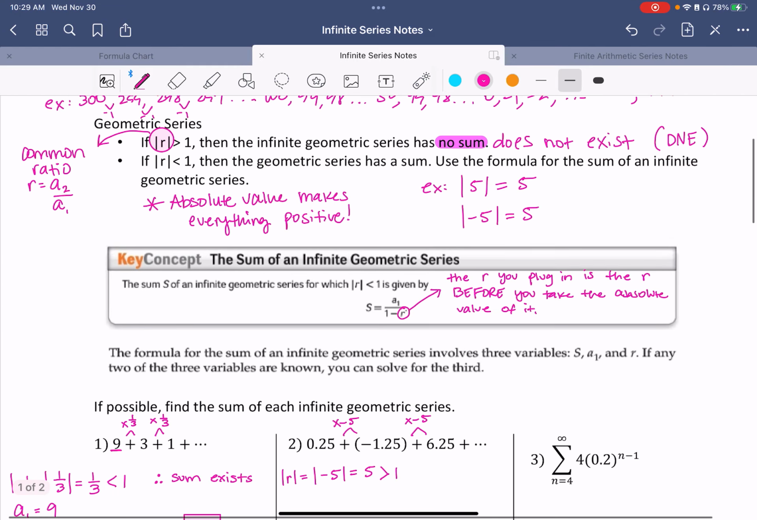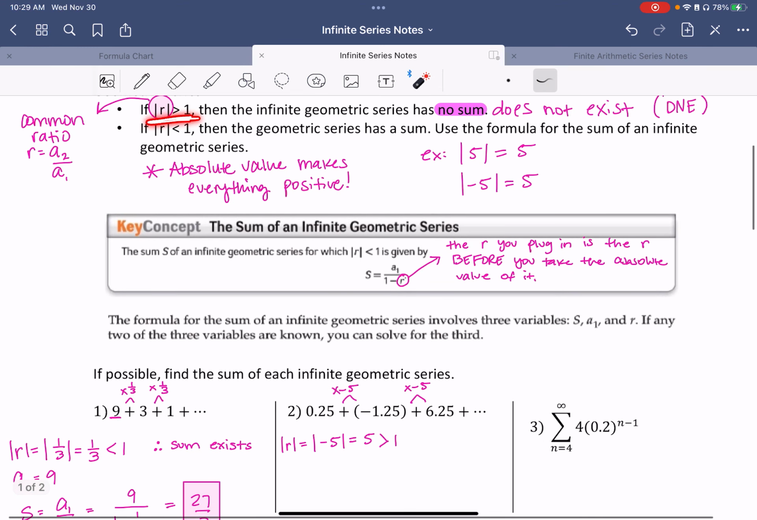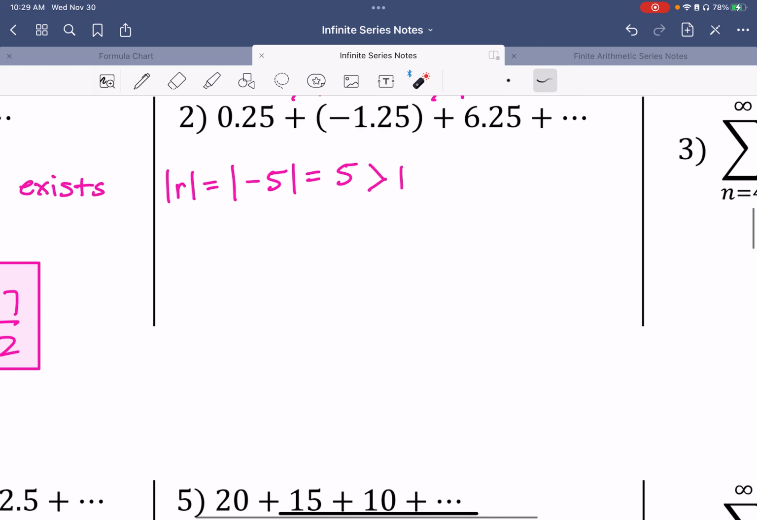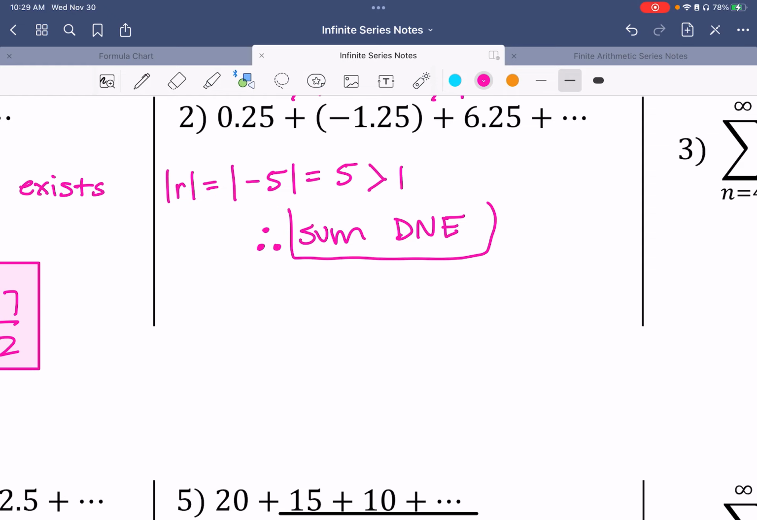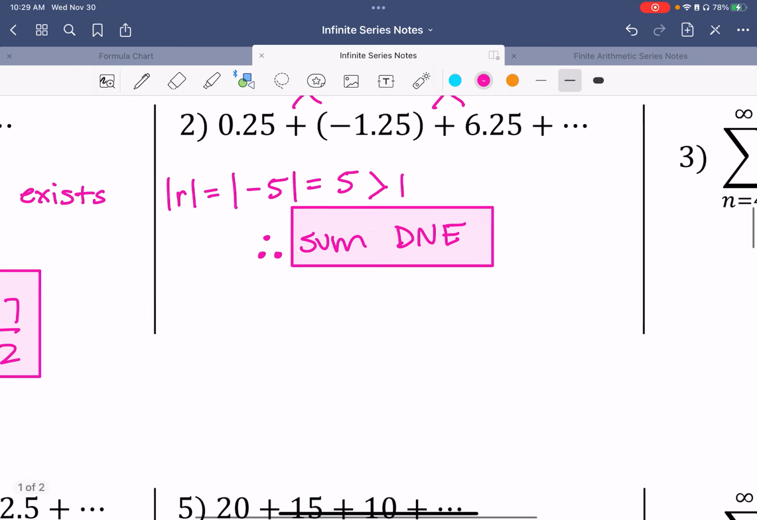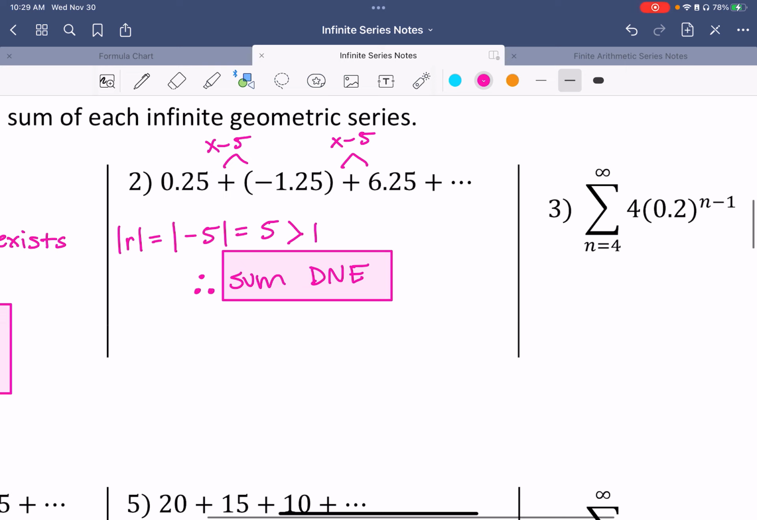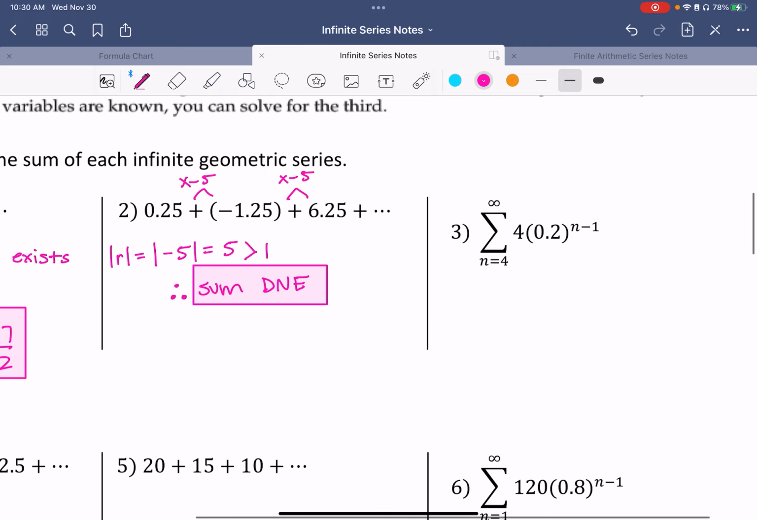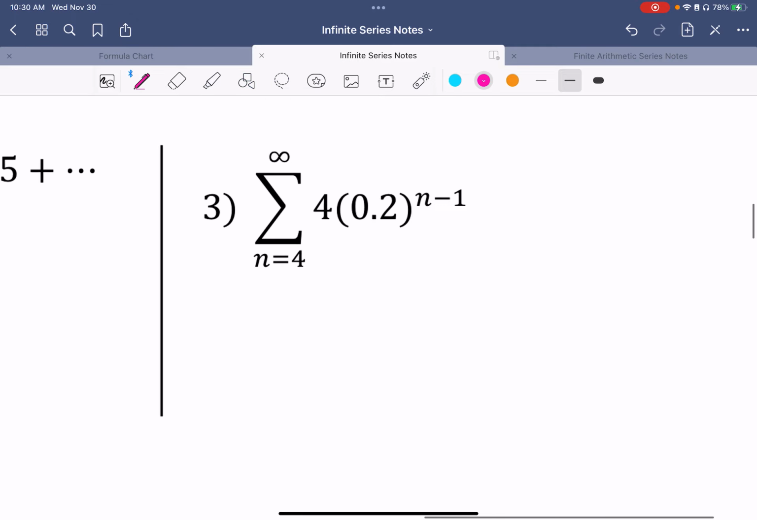Now, if the absolute value of R is greater than 1, then the geometric series has no sum. Okay, so I'm going to say now the sum does not exist. And if that happens, that's pretty simple because now you're done because there's nothing for you to do if the sum does not exist. Okay, let's go on to number 3.